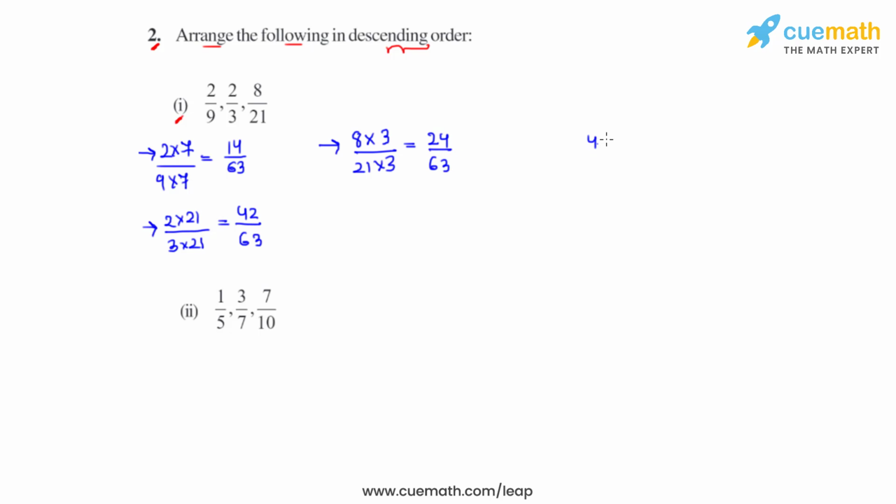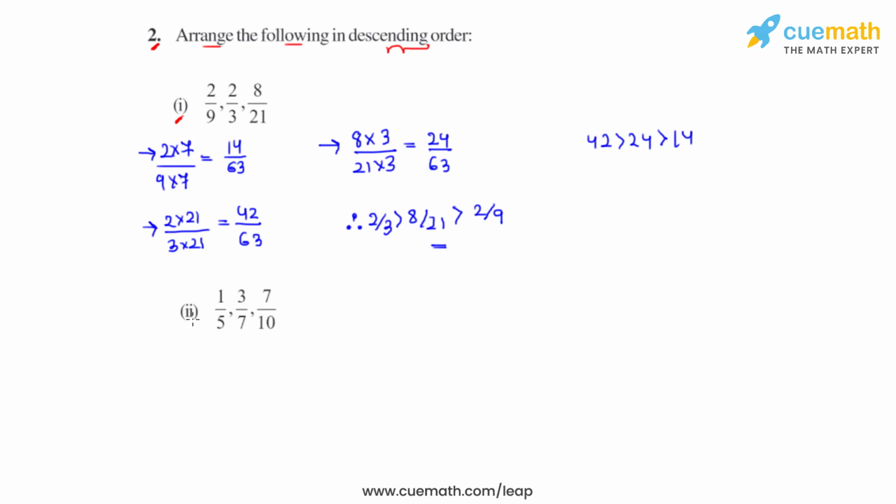Now, as 42 is greater than 24, that is greater than 14, which are the numerators we have got for the three different fractions, we can say that 2/3 is greater than 8 over 21, and that is greater than 2 over 9. So this is the descending order for the first bit of this question.